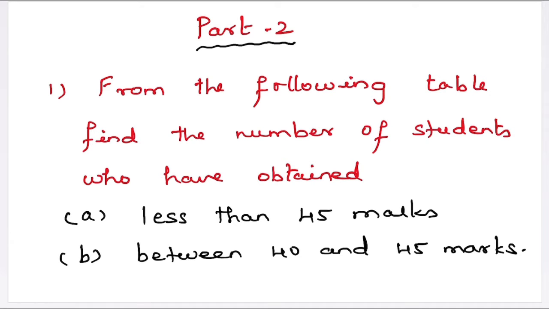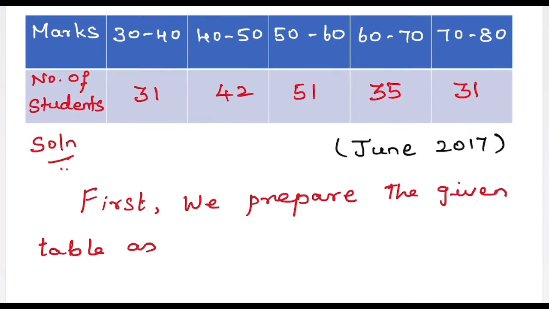Now coming to the question: from the following table, find the number of students who have obtained less than 45 marks, and between 40 and 45 marks. In this question, they have given marks in the intervals 30 to 40, 40 to 50, 50 to 60, 60 to 70, 70 to 80, and the number of students who have got marks in the given interval.